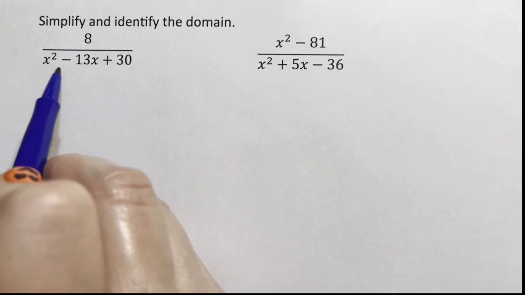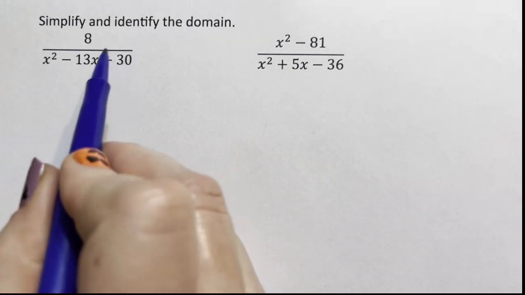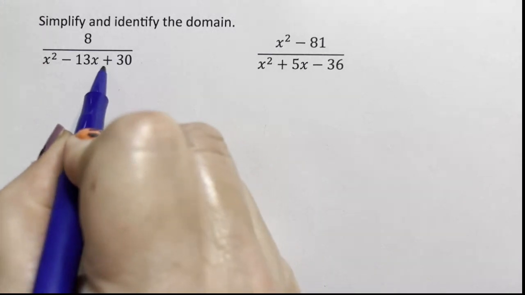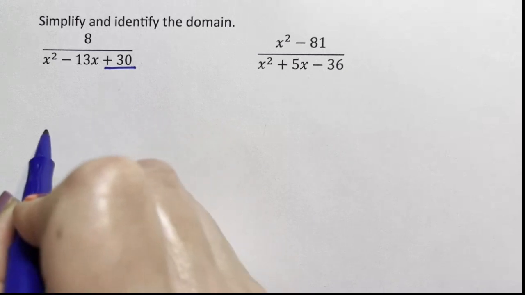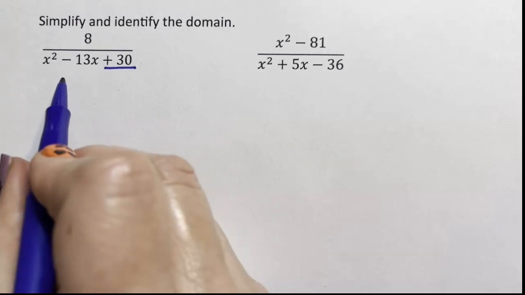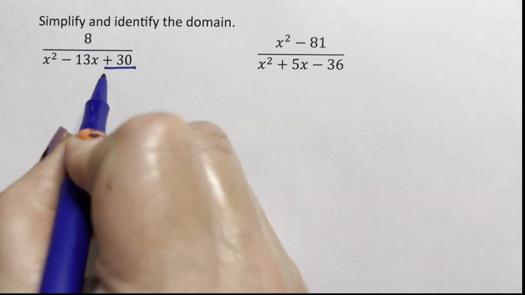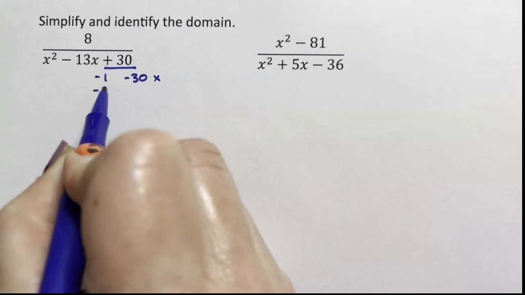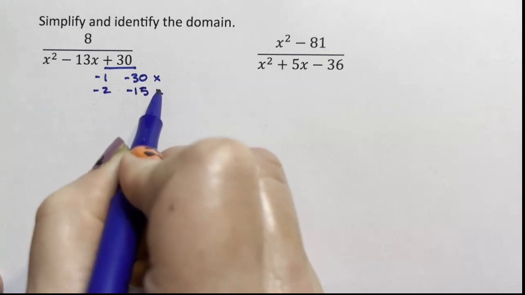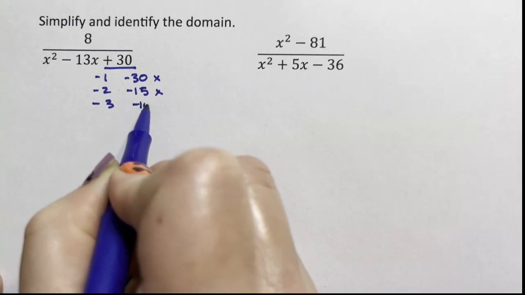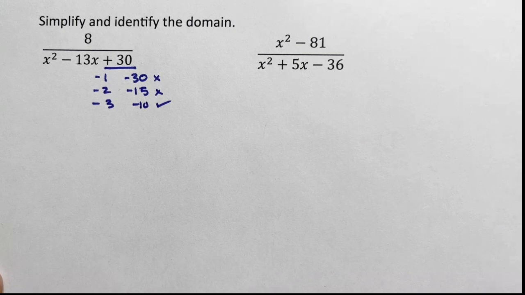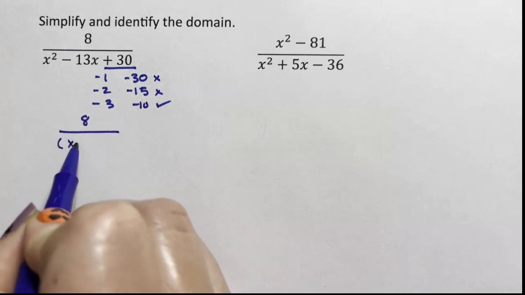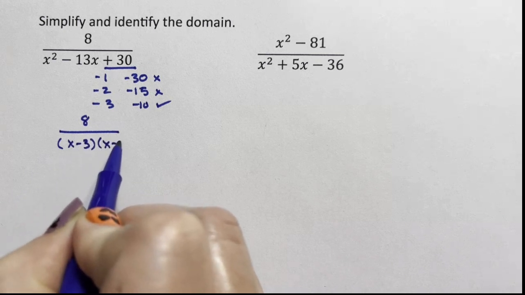To factor a trinomial, we need to find two numbers that multiply to 30 and add up to 13. Because 30 is positive, the factors need to have the same sign. Because 13 is negative, they both need to be negative. So negative 1 and negative 30 do not add up to 13. Negative 2 and negative 15, that's 17. Negative 3 and negative 10 is perfect. So we end up with 8 over x minus 3 times x minus 10.